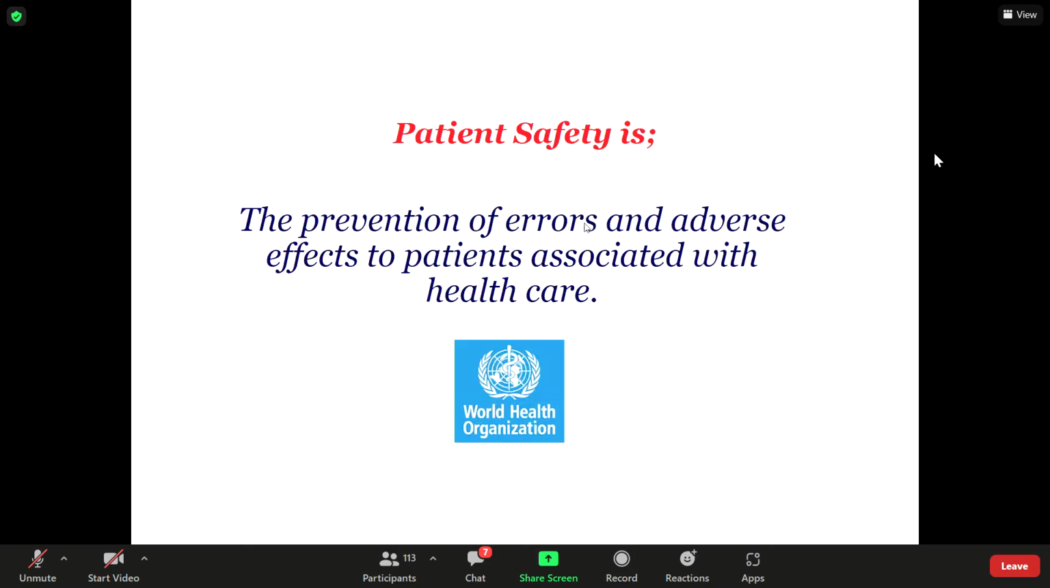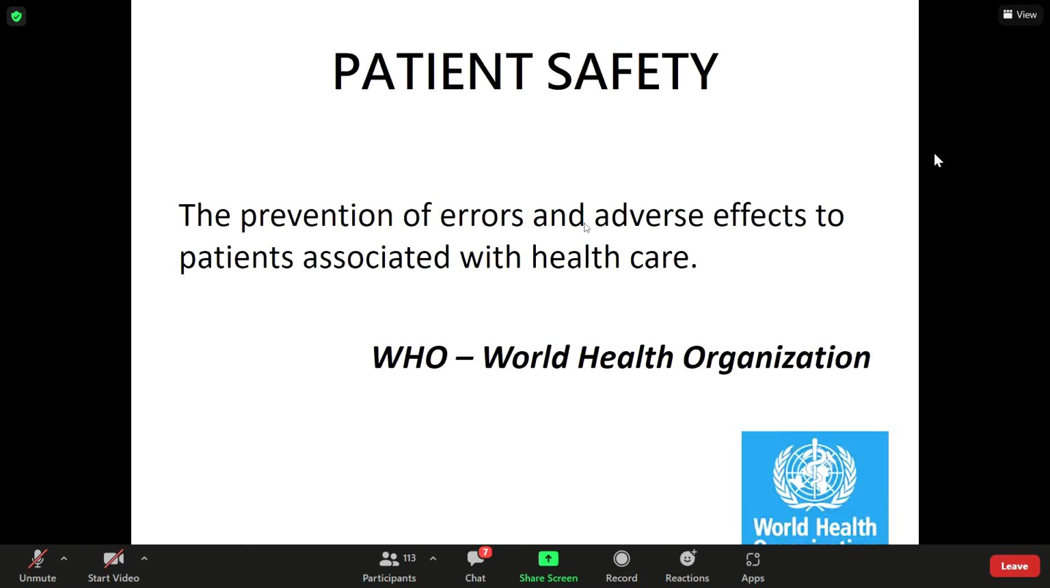So this is patient safety. We can also define it based on the WHO, where they mention the prevention of errors and adverse effects to patients associated with healthcare. Again, this is very important, as part of our role in healthcare is to prevent any errors that would lead or contribute to adverse events.